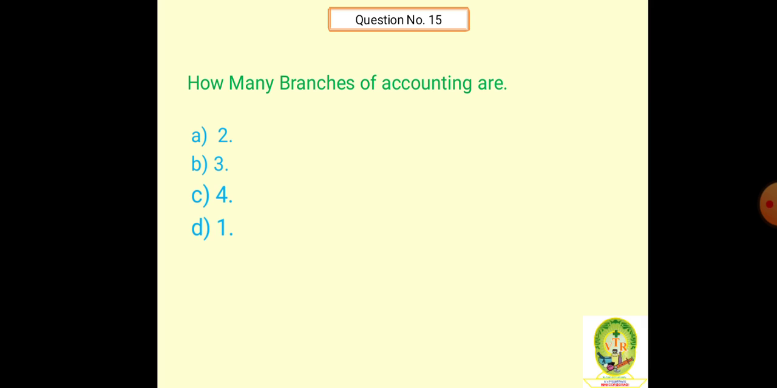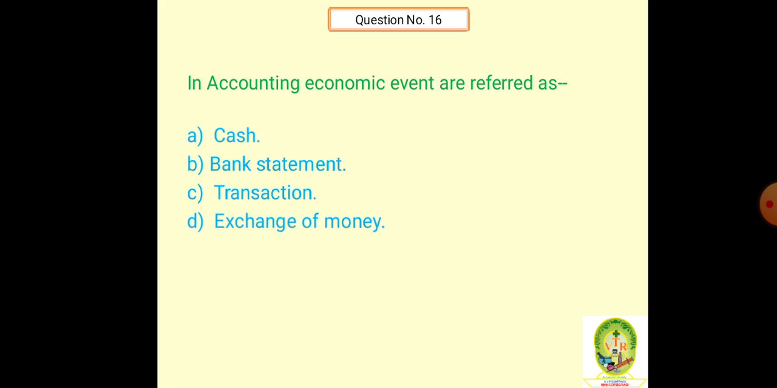How many branches of accounting are there? Options are A. 2, B. 3, C. 4, D. 1. Right answer is B.